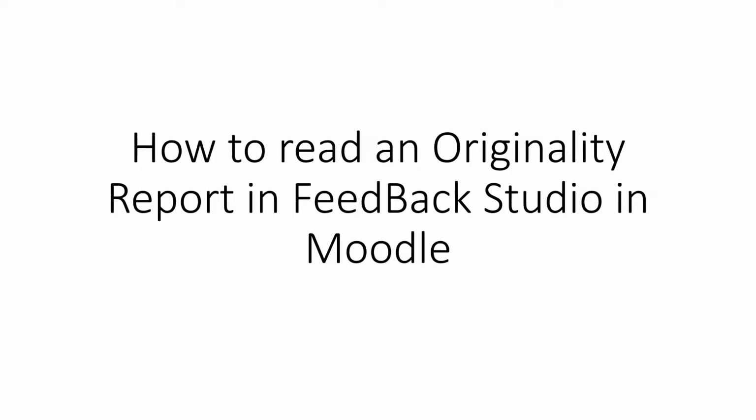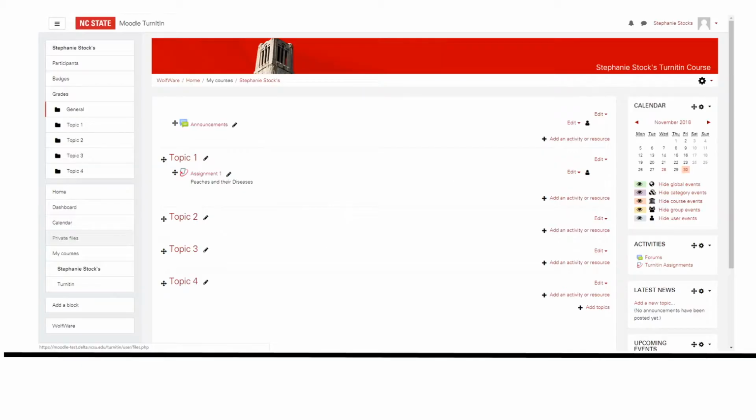In this video, we will cover how to read an Originality report in Feedback Studio in Moodle. To access the Originality report, e-rater or grammar and spelling check, and provide feedback to students using Feedback Studio, click on the Turnitin assignment.